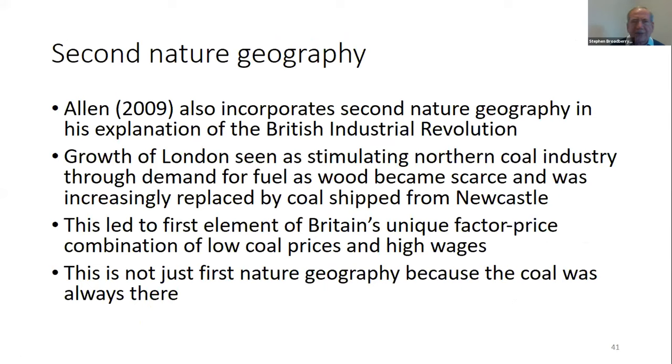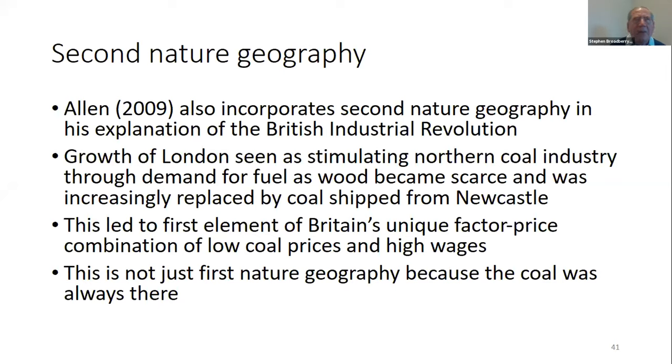I want to end really with just running you through a second nature geography interpretation of the British Industrial Revolution, which I think you can do with Bob Allen's book from 2009. He doesn't put it in these terms, but I think this is a good way of thinking about it. So you have the growth of London, which stimulates the northern coal industry because the woods become depleted around London. You can't rely on wood for fuel, and it's replaced by coal, which is being shipped down from Newcastle in the northeast. That then stimulates the coal industry, raises productivity in the coal industry, and you have coal being available for industrial production.